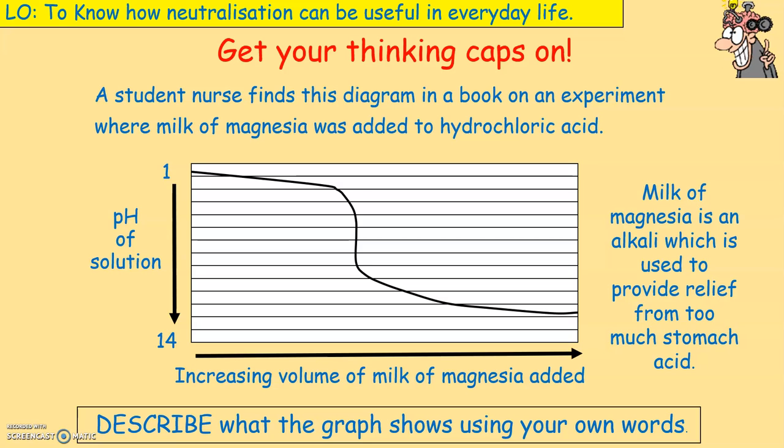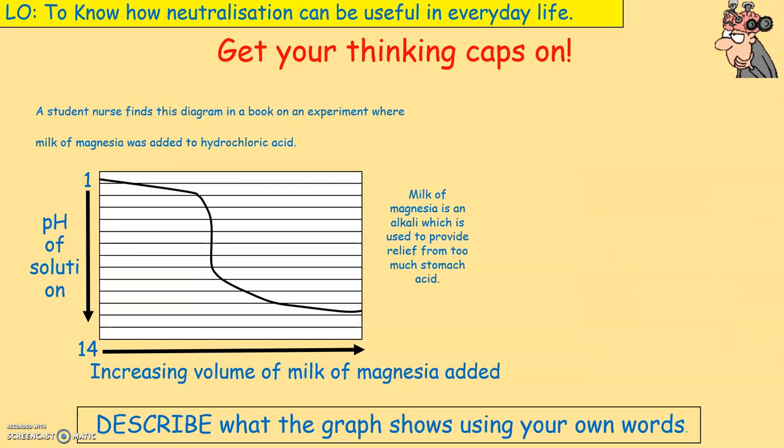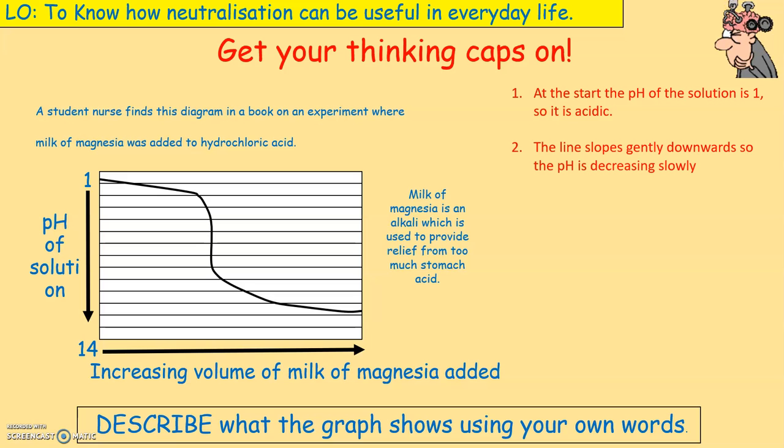All right, I believe we're all done. Now let's answer the question. The question is asking us to describe what the graph shows using your own words. I believe the first thing you should say is that at the start, the pH of solution 1 is 1 and it is very acidic.